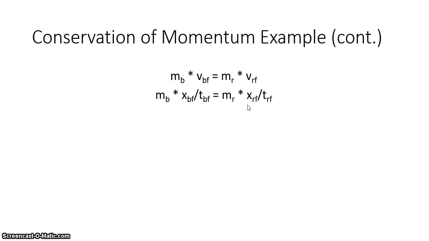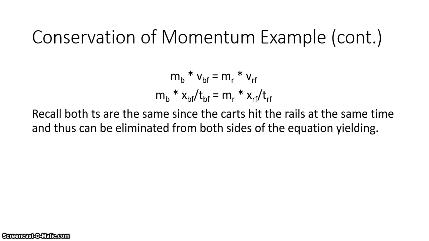So given that that's the case, remember that we said that we want the two carts to hit the sides or the rails of the track at the same time. Because the two cars are going to hit the rails at the same time, that means this t and this t are equal to each other. And so we may eliminate both of those t's, and therefore our equation will become m sub b times x sub bf is equal to m sub r times x sub rf.